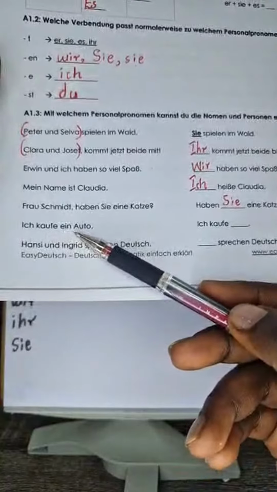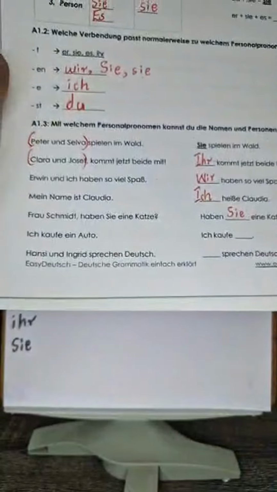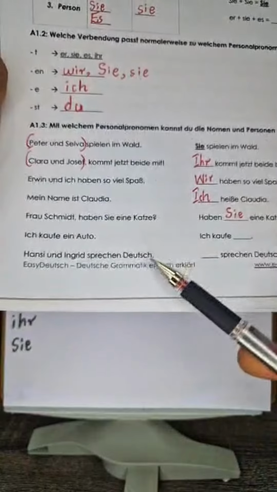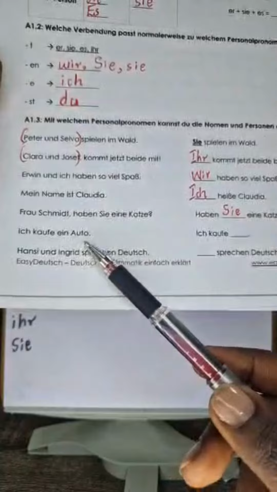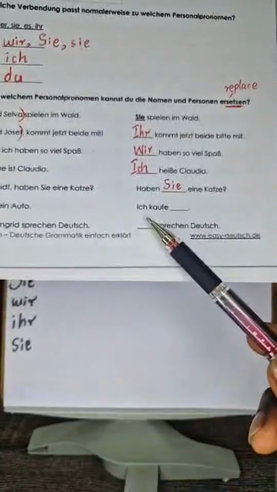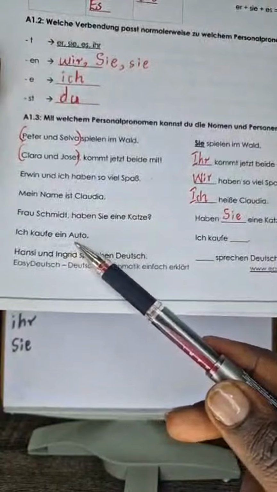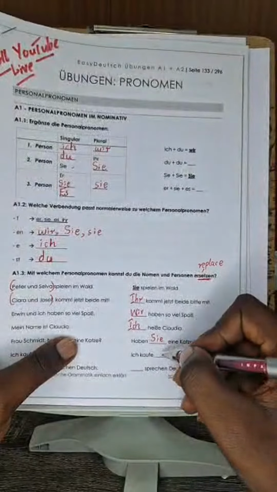Now look at this other one. Ich kaufe ein Auto. I am buying a car. Someone says, meine Nachbarin heißt Frau Schmidt. Okay. Ich kaufe ein Auto. I'm buying a car. So here we are replacing ein Auto. Therefore it should be ich kaufe es. I am buying it.